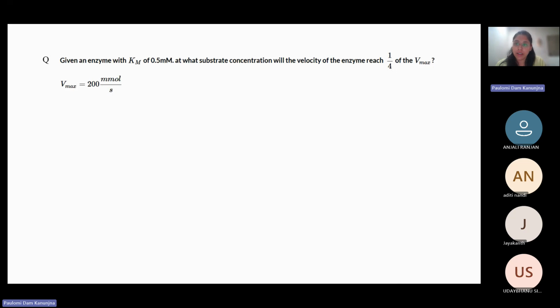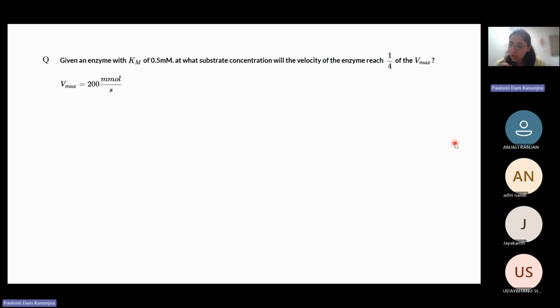1 by 4 of Vmax, why is it 8? It clearly says whatever my V naught is, it is Vmax by 4. And I am also giving you Vmax, which is 200. So it's 200 by 4. 0.167. Okay, your answer. Just a second, Jayakant, I will come back to you.